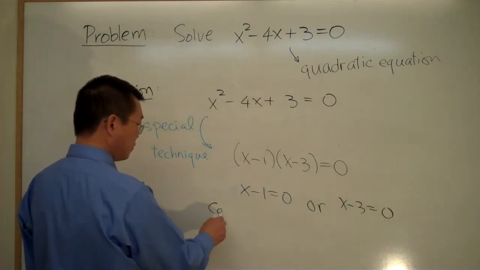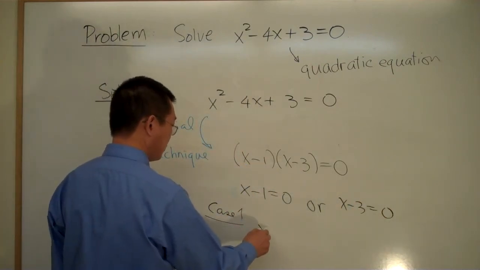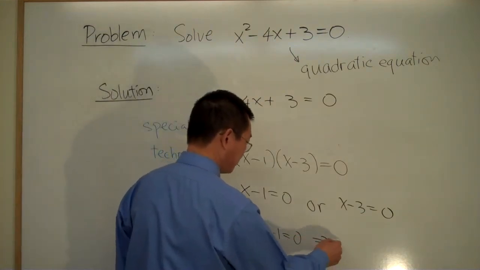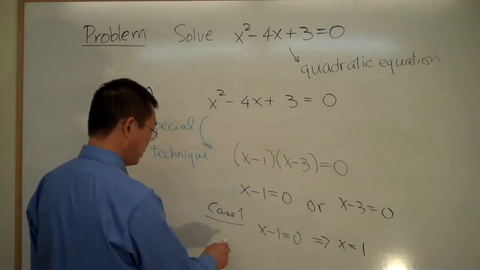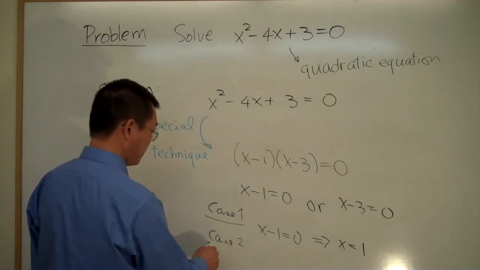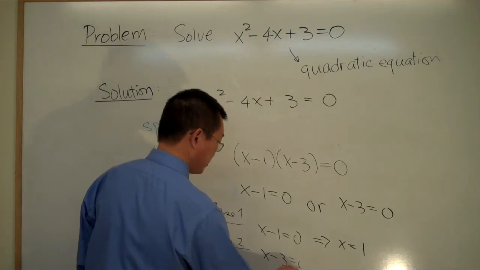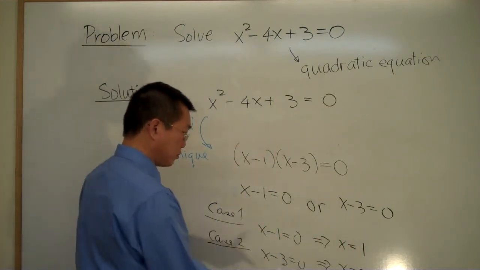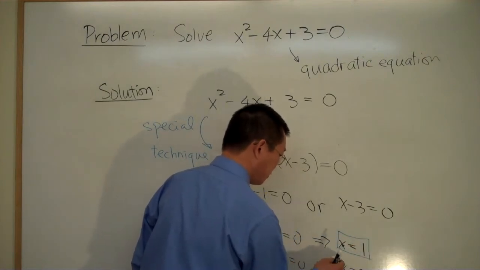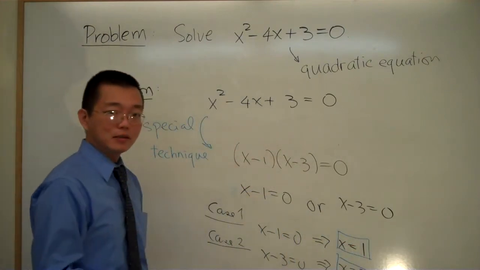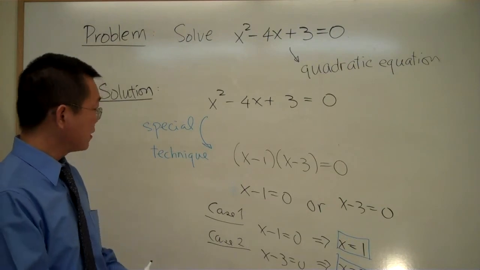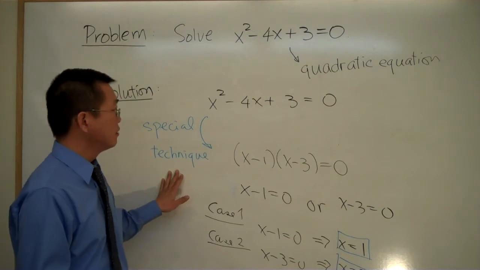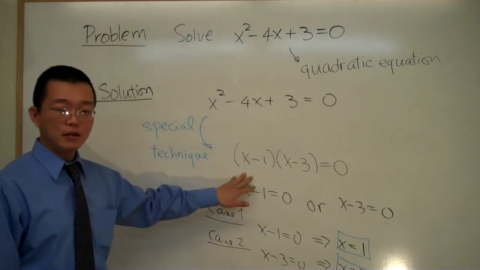And I would do no different from before: first of all, if x minus 1 equals 0, x is 1. And then if x minus 3 equals 0, x would be 3. So consider this problem solved, or at least possible to solve, if we are able to perform this special technique that will move us from here to here in this problem.